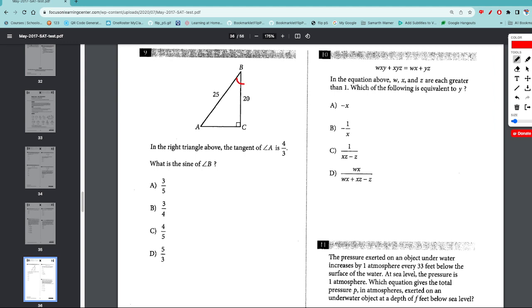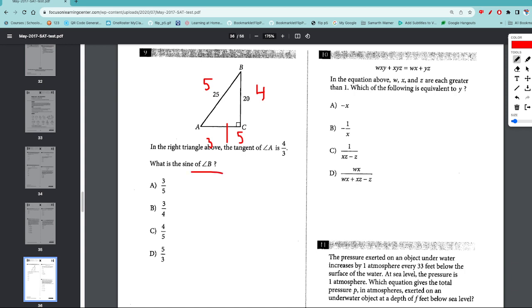Okay, so the tangent of angle A is 4 by 3. So, let's see. What is sine of B? Okay, well, we don't have to do much for this one. The tangent of A would just be, well, actually, let me think. This is 25, this is 20. So this is 5, 4, 3, right? And then everything's times 5, right? So this is 15.